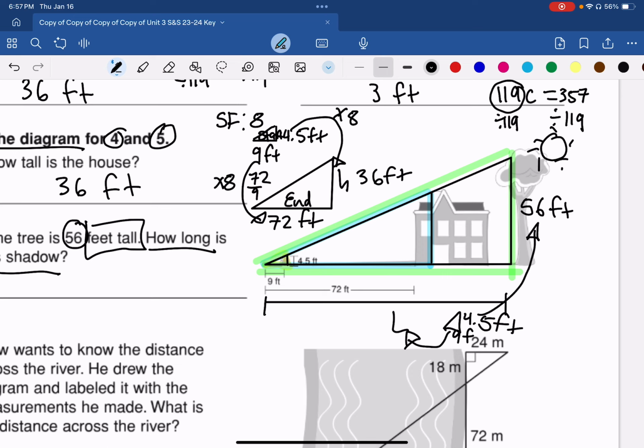All right, I need to find out that scale factor. It's not going to be nice, but it's doable. Wherever I end up, 56 is being divided by 4.5, right? Because this is where I end. This is where I started with. So that's 56 divided by 4.5. Scale factor is 12.444.